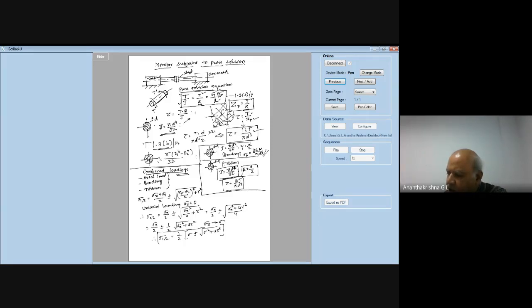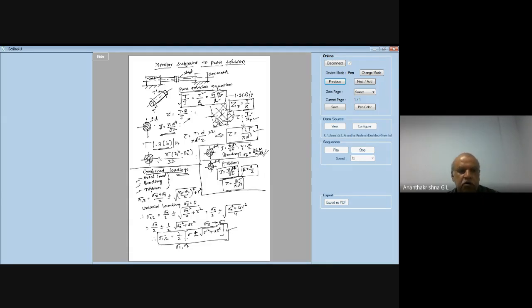So when you have a combined loading case, that is a member subjected to a combination of axial and torsion, bending and torsion, or axial, bending and torsion, we can use this equation, sigma 1, 2 equal to half of sigma plus or minus root of sigma square plus 4 tau square, to find the maximum principal stress sigma 1 and minimum principal stress sigma 2, and in turn we can find tau max. Please note down.